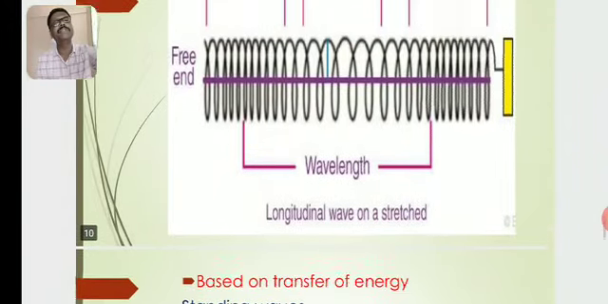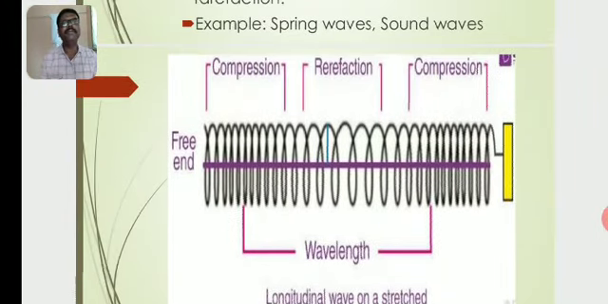A compression is a region in the longitudinal wave where the particles are very close to each other: pressure is more, volume is less, temperature is more. Then a rarefaction is a region in the longitudinal wave where particles are far from each other: temperature is less, pressure is less, volume is more. That means compressions and rarefactions are formed during the propagation of longitudinal waves.